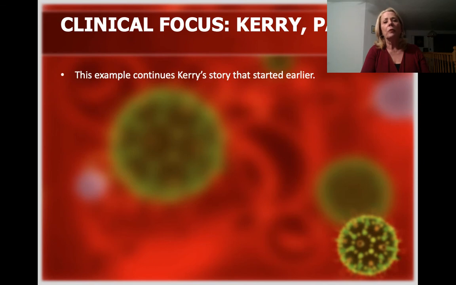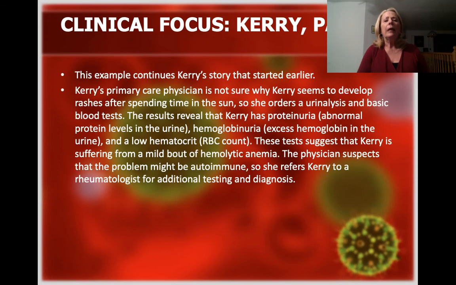All right, so we're back to KERRY again. KERRY's primary care physician is not sure why KERRY seemed to develop rashes after spending time in the sun, so she orders a urinalysis and basic blood tests. The results reveal that KERRY has proteinuria, or an abnormal protein level in the urine, hemoglobinuria, excess hemoglobin in the urine, and a low hematocrit, or red blood cell count. These tests suggest that KERRY is suffering from a mild bout of hemolytic anemia.